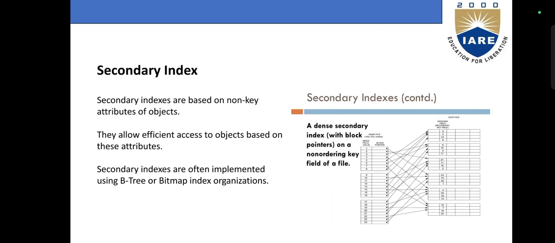Secondary index. Secondary indexes are based on non-key attributes of objects. They allow efficient access to objects based on their attributes. Secondary indexes are often implemented using B-tree or bitmap index organizations. A dense secondary index with block pointers on a non-ordering key field of a file. This is about secondary index.